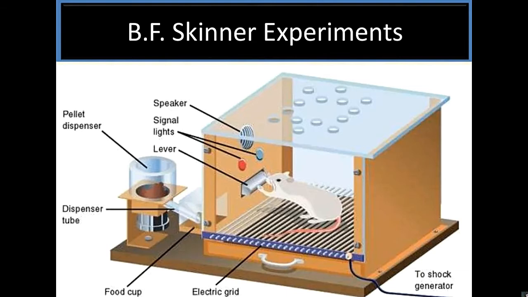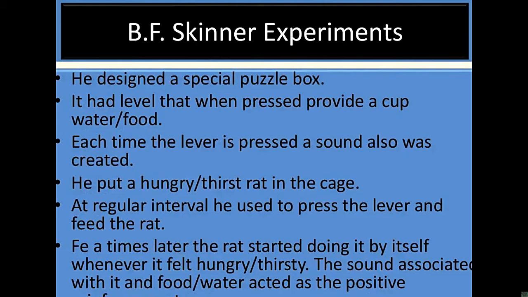This is a Skinner experiment on the rat. He designed a special puzzle box. It had a lever that, when pressed, provided a cup of water and food. Each time the lever was pressed, a sound was also created. He put an angry, thirsty rat in the cage. At regular intervals, he would press the lever and feed the rat. In time, the rat started doing it itself whenever it felt hungry or thirsty. The sound associated with the food and water acted as positive reinforcement.